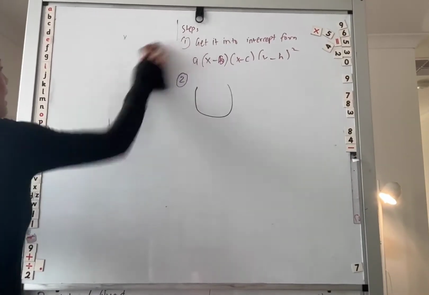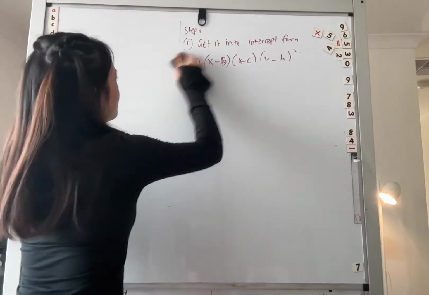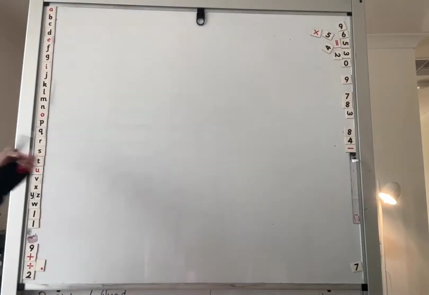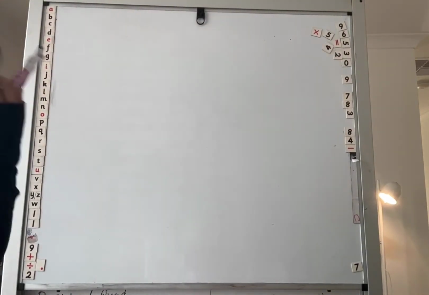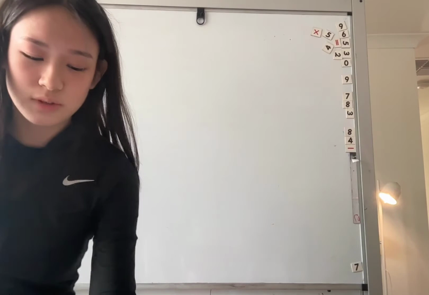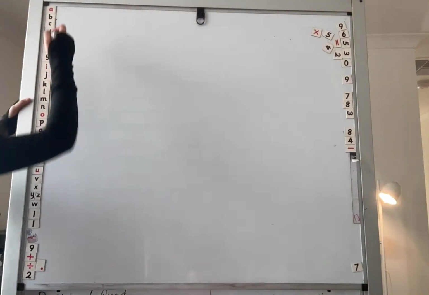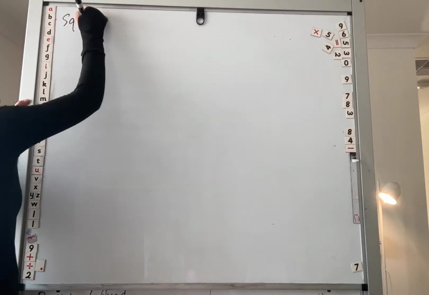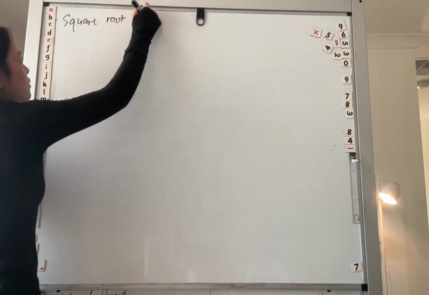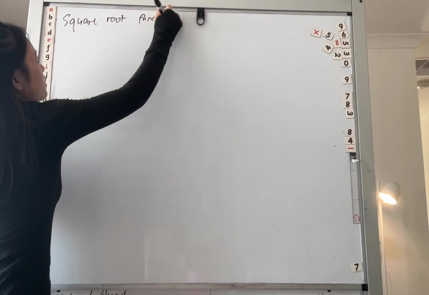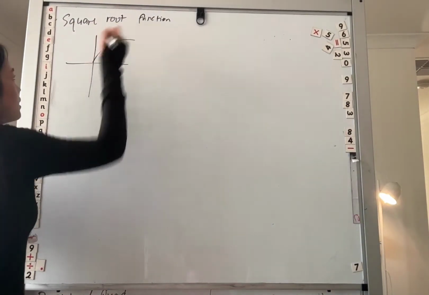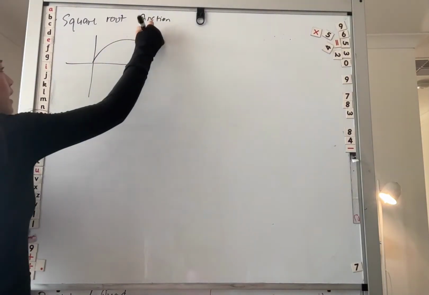Okay, so we've done all of the linear, parabola, polynomial stuff. Let's get into square roots. Yes? Okay, square root function. So we know this as this, right? This is root x.